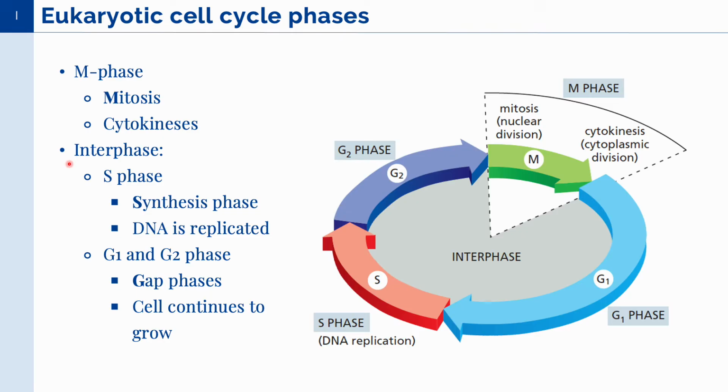Now, although the cell looks relatively inactive during this phase, there are still many processes that occur within the cell. First, we have the S phase or the synthesis phase, and this is where DNA is replicated. We also have two gap phases, G1, which occurs in between the M and the S phase, and G2, which occurs in between the S and the M phase. And the G here stands for gap phases. In these phases, the cell continues to grow and gather nutrients in order to ready it for the incoming M phase.